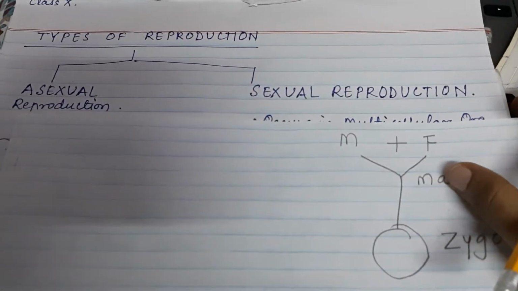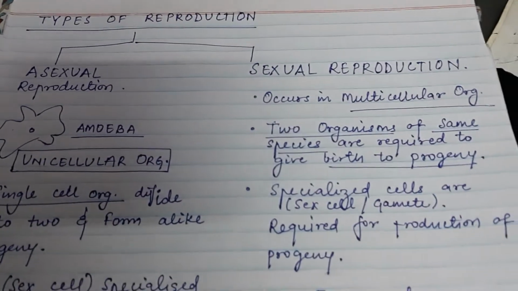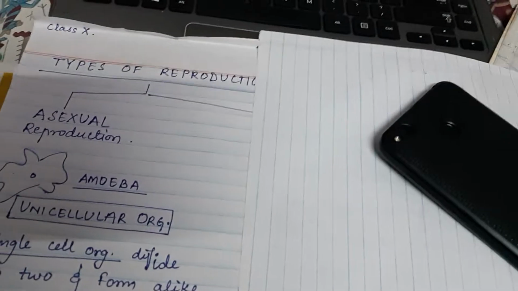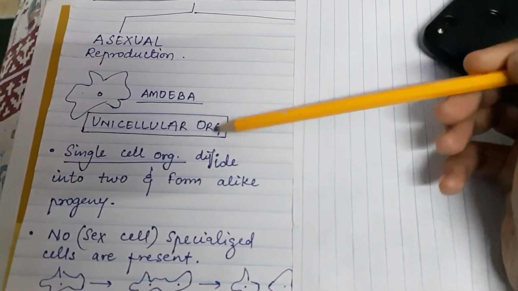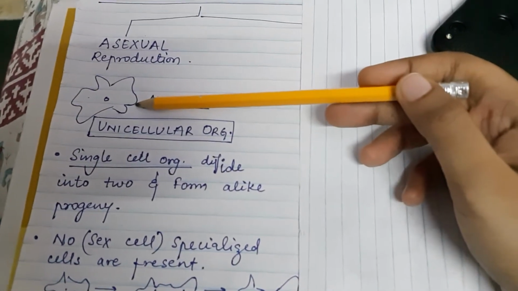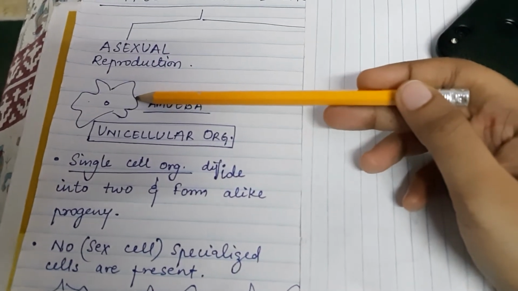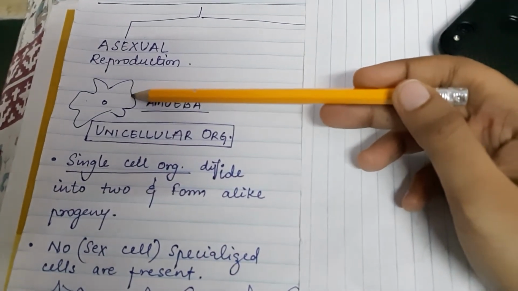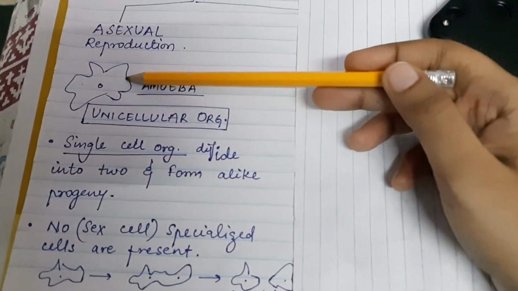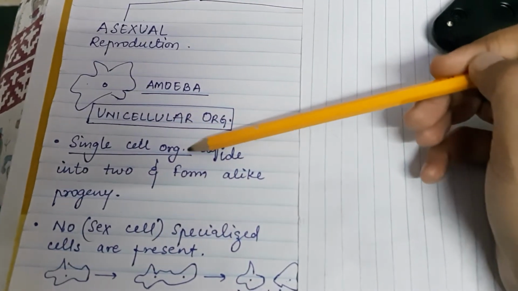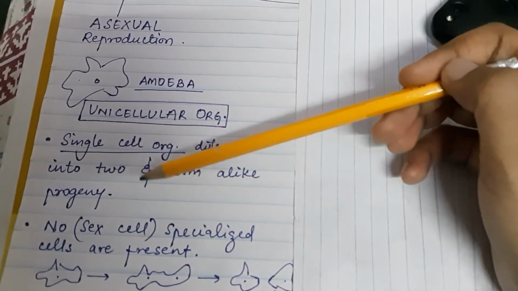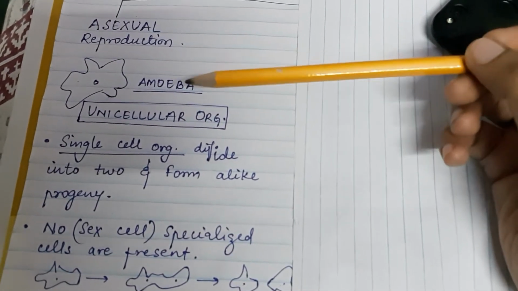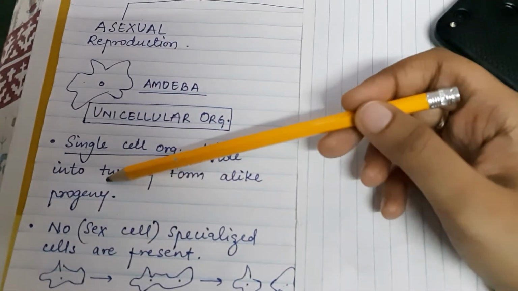Let's move forward. So let's study asexual reproduction first. We have a unicellular organism, amoeba. It has only one cell. It can act as both the parent, father and mother. It is a single cell organism and it will divide to form daughter cells, which are known as progeny. Progeny is the child.